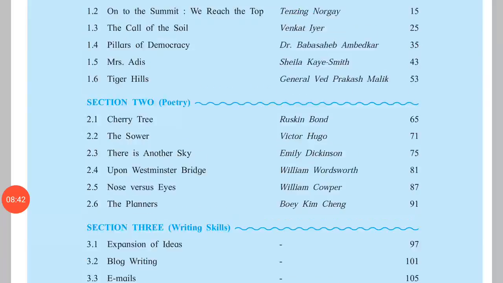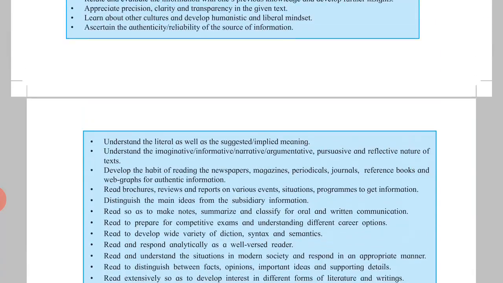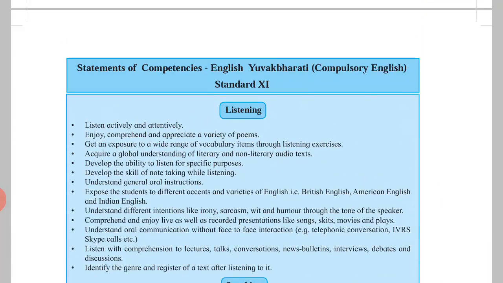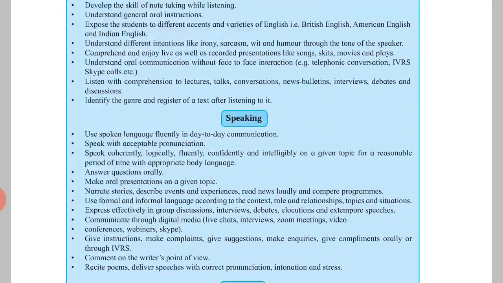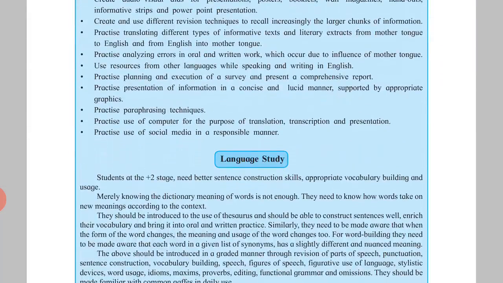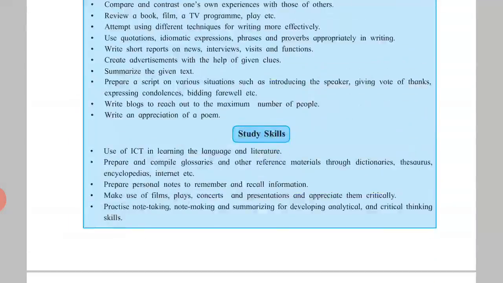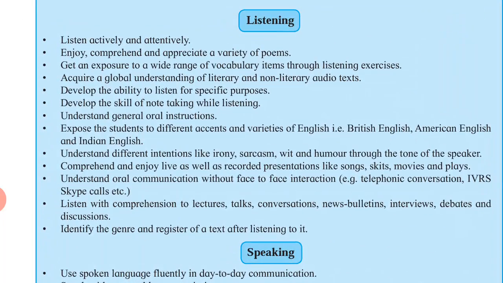Before that, let's see the main purpose of the text, which is accompanied by different types of skills. You know that the main purpose of this textbook is to develop our skills. Various skills we have to develop, such as listening, speaking, reading, writing and study skills, language study, etc. One by one we can see. According to the listening skill, here 6 prose lessons and 6 poems are given.